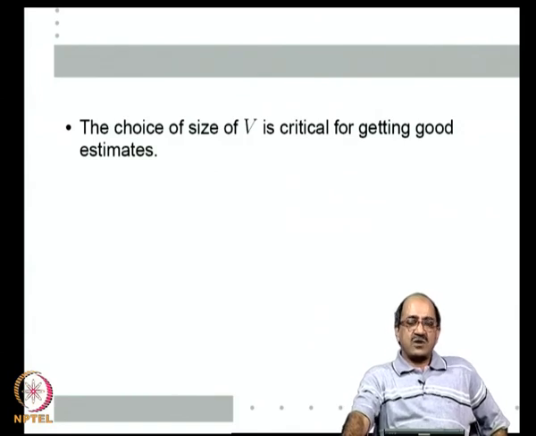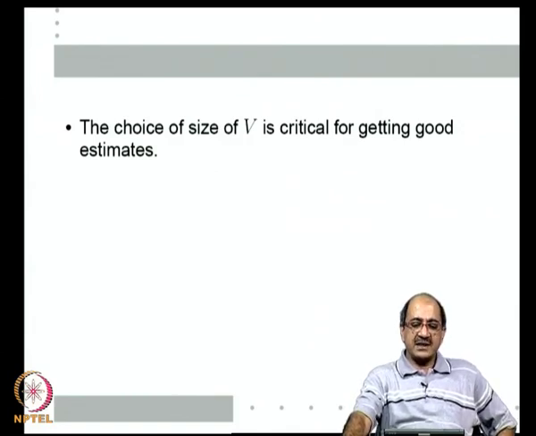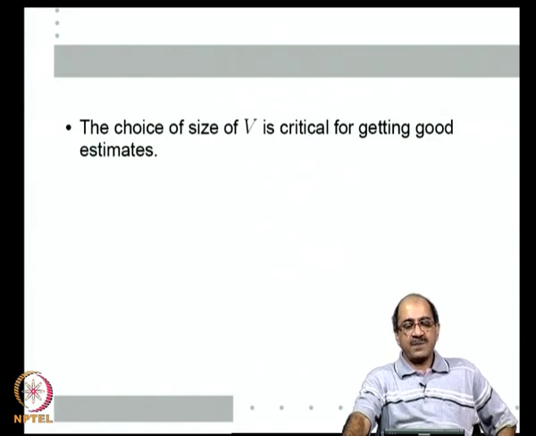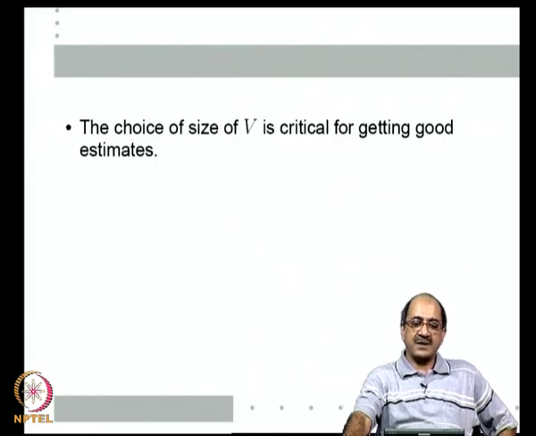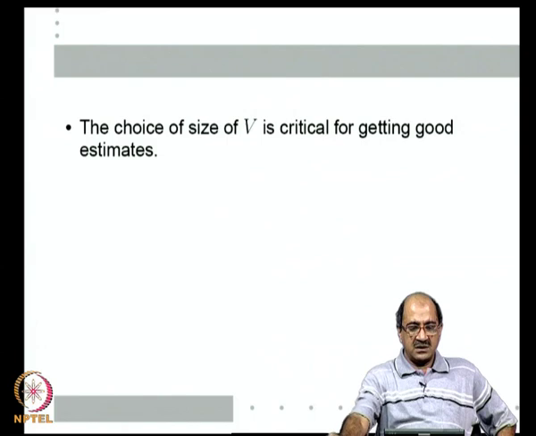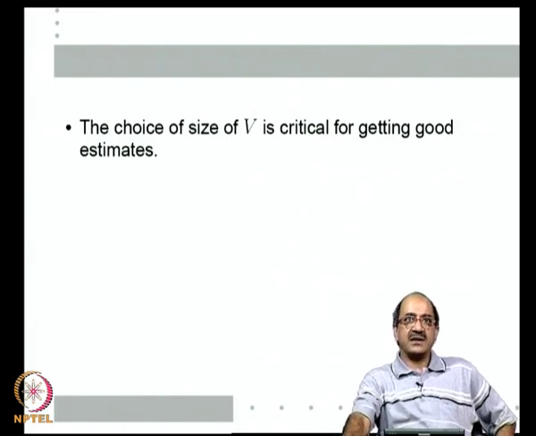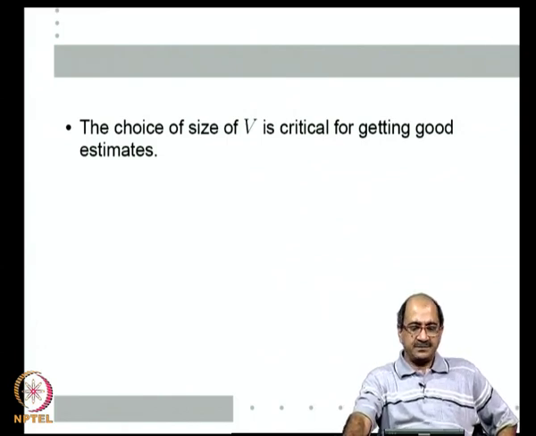As we already said, the choice of the volume element is critical for getting good estimates. If it is too large, then we get a very heavily smoothed out density estimate, which is not accurate, and if it is too small, not many data samples will fall there. So, in most places the density estimate may become 0. So, the choice of v is quite critical in non-parametric density estimation.